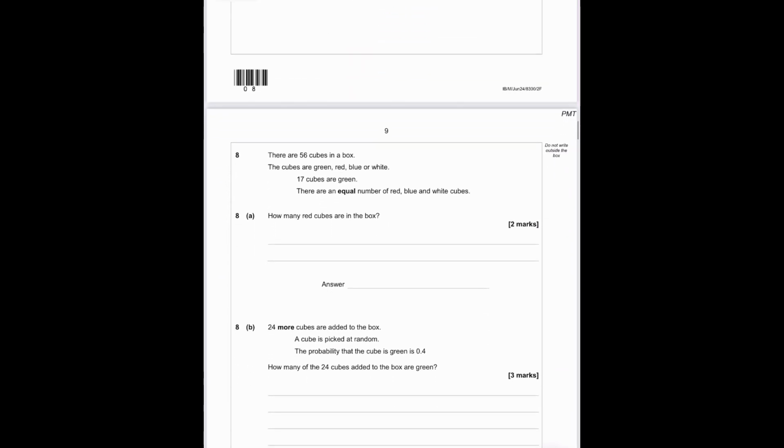There are 56 cubes in a box. The cubes are green, red, blue or white. 17 are green. There are equal numbers of red, blue and white. So if we take away the 17 from 56, it gives us 39, which must be red, blue or white. 39 divided by 3 gives us 13 red.